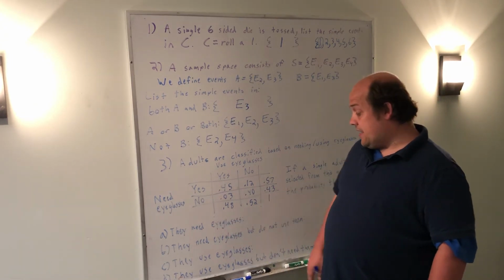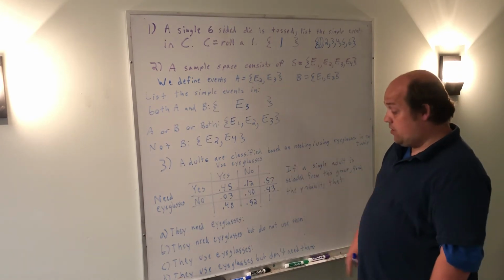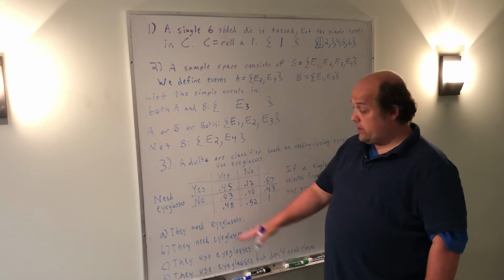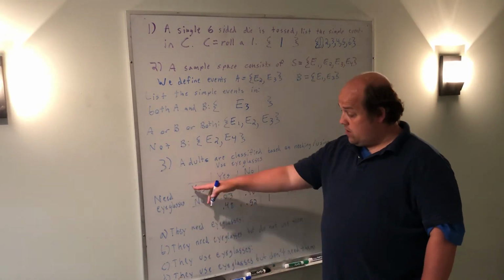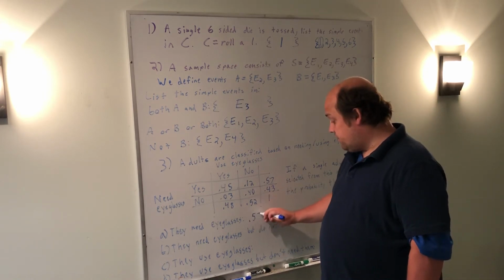When I'm asked in A, what's the probability if a randomly selected adult comes from this table that that adult needs eyeglasses? That's based on the need eyeglasses row. Yes, that row total is 0.57.